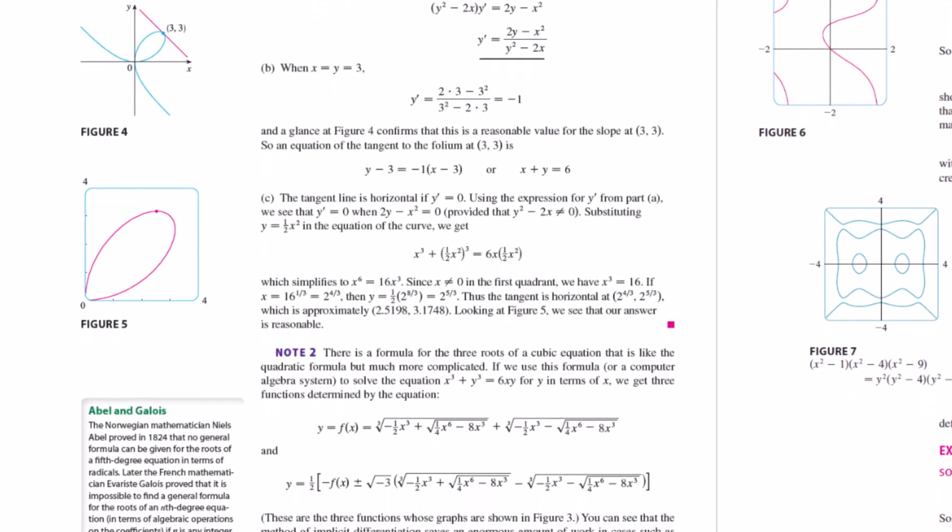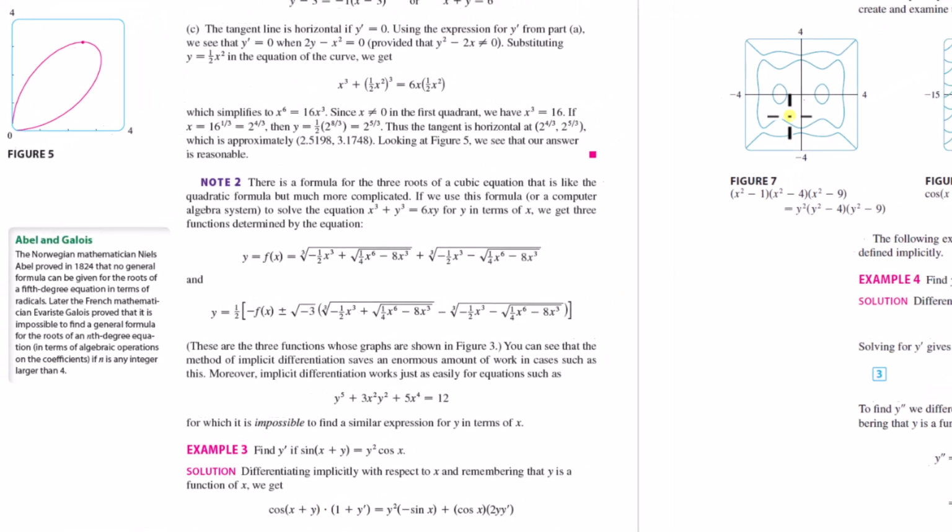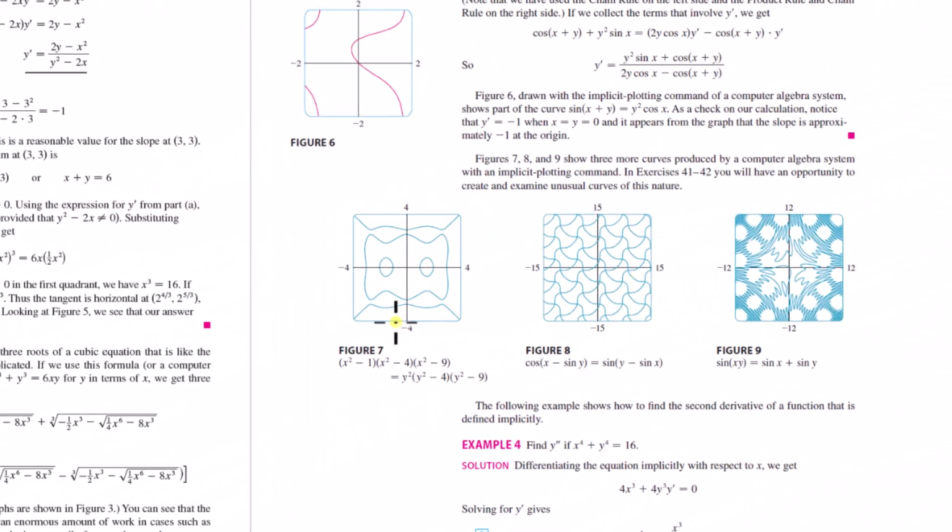Now, another example they give here, here's a relation where y is implicitly defined. You can't solve for y explicitly here. It's impossible. So you have to use implicit differentiation. Okay, so here's more examples. Here's three more implicitly defined relations. So this here is this implicit function or relation.